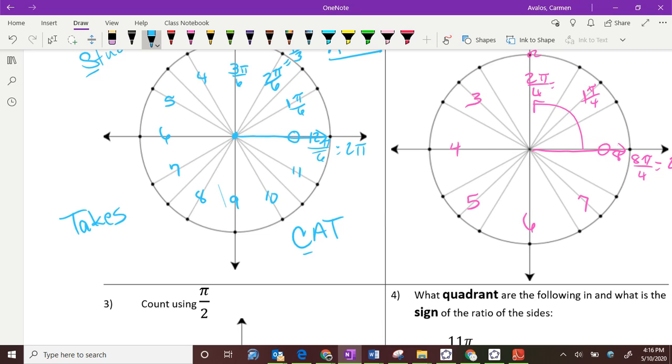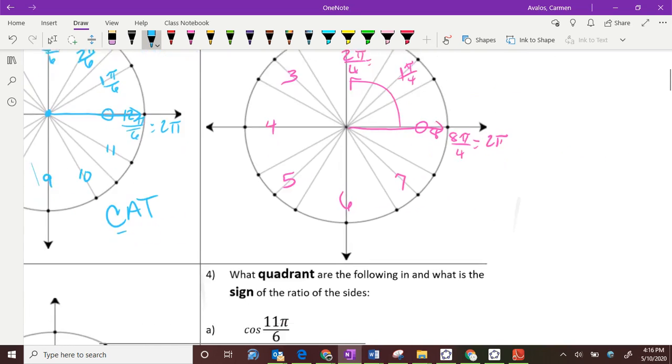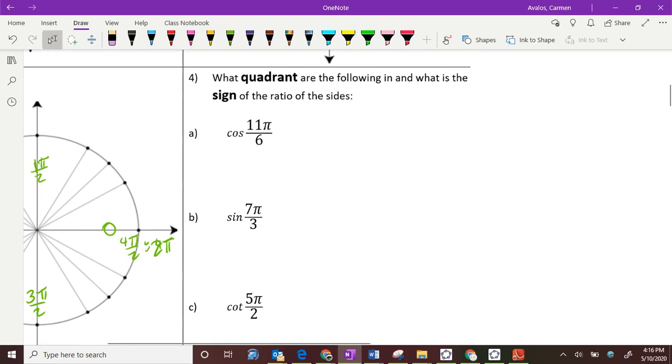Everything else is negative. So when you do that, then you could actually do these really easily. So this is 11 pi over 6. All I need to do is count. But 11 pi over 6 is just one off of the 12 pi over 6. So I know it's going to be in the fourth quadrant. So we know it's going to be quadrant 4.